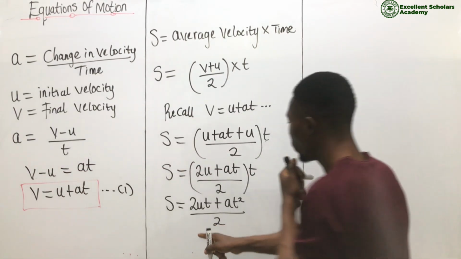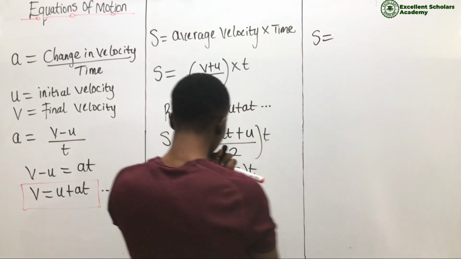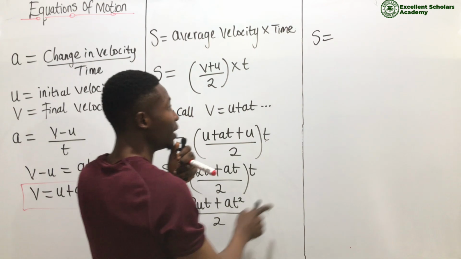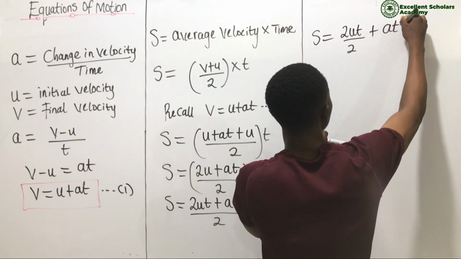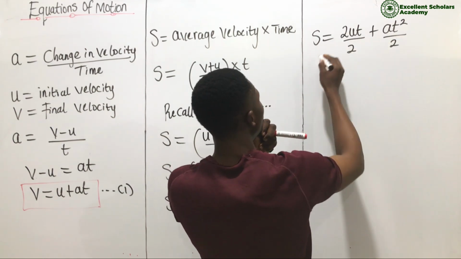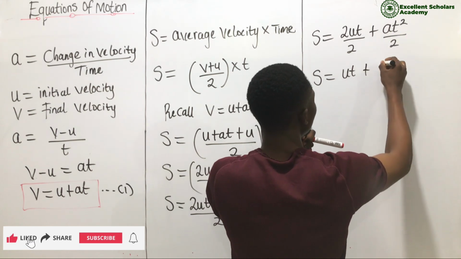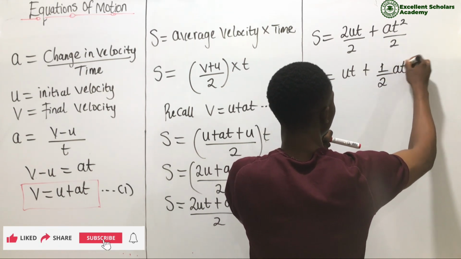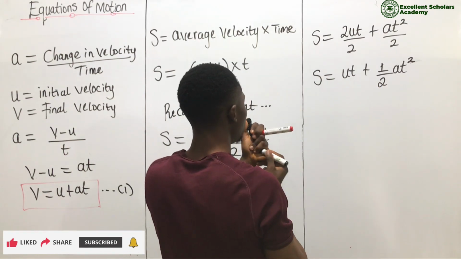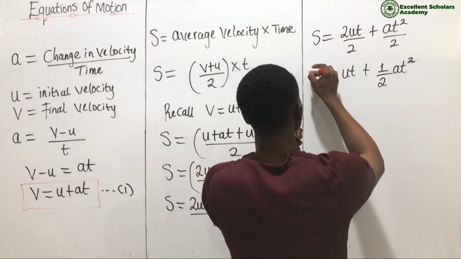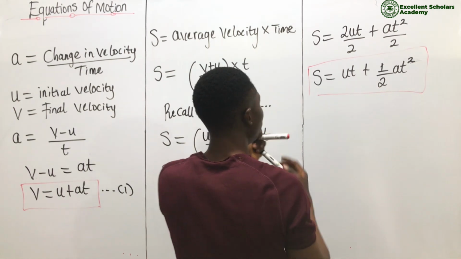Then we could split this to become s is equal to 2ut over 2 plus at squared over 2. Now 2 takes away 2 here, so we have s is equal to ut plus, this can be written as half at squared. So this is our second equation of motion: s is equal to ut plus half at squared.